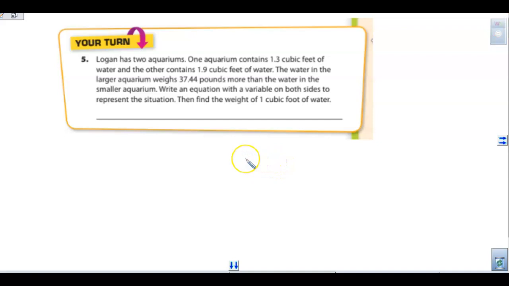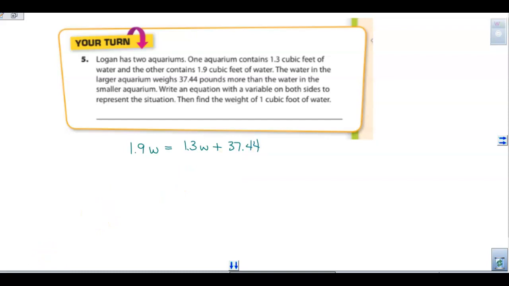So when we look at this, we know that one aquarium is smaller and then the other one is larger. So we know that this one is equal to this plus this. So we have 1.9 W, let's do W, is equal to 1.3 W plus 37.44.